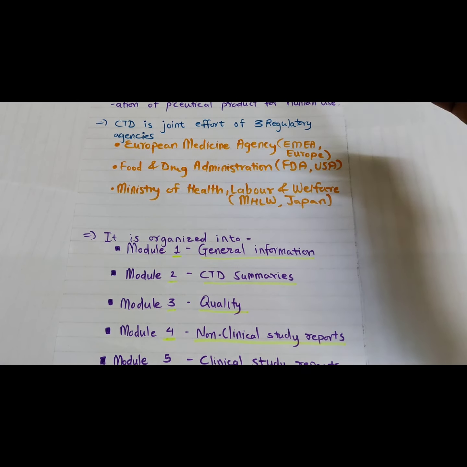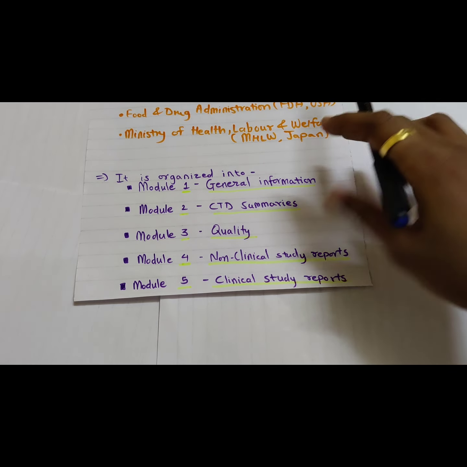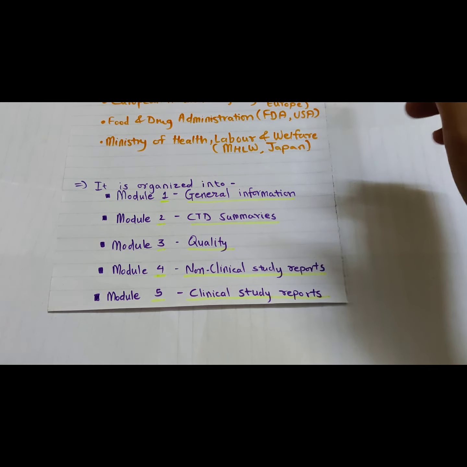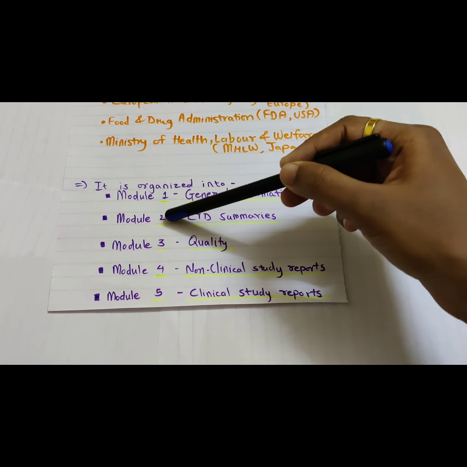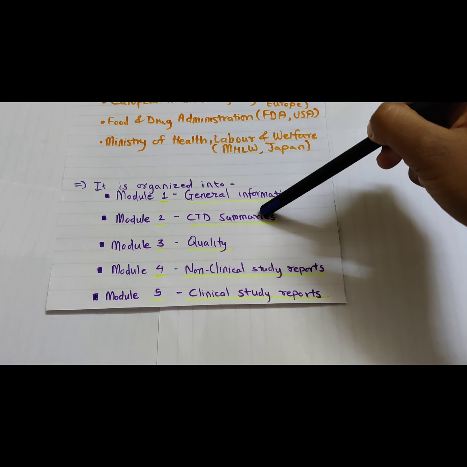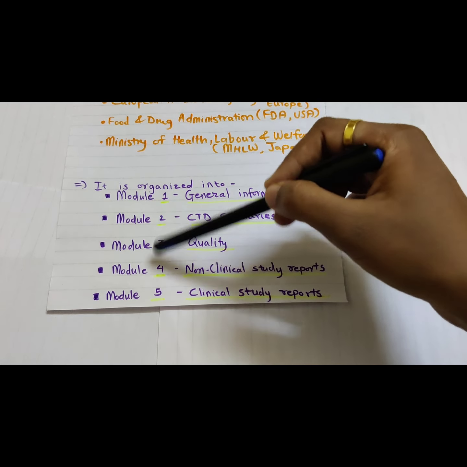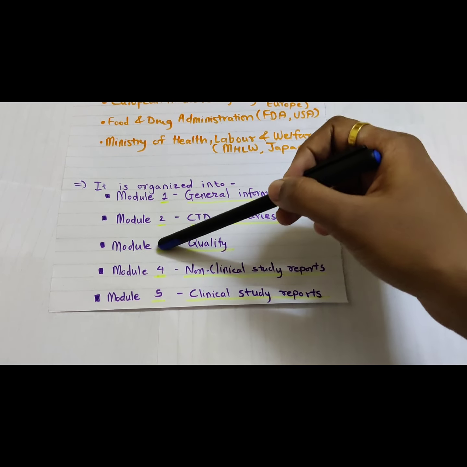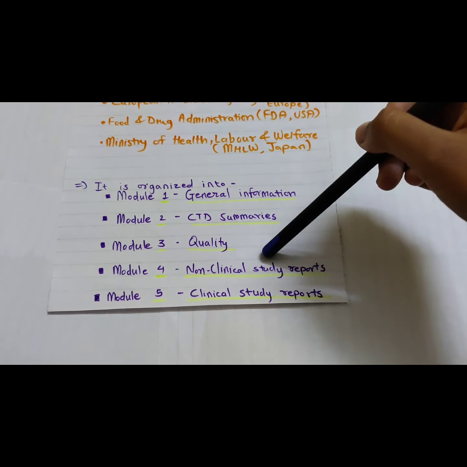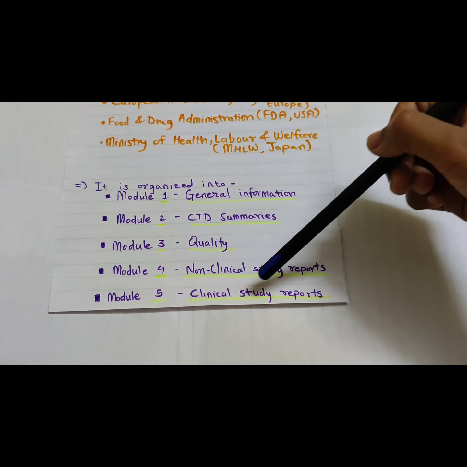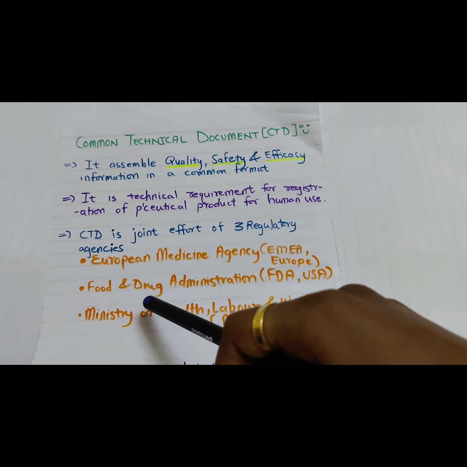Now, what does the common technical document include, or how is it organized? Basically it contains 5 modules. Module 1 contains general information. Module 2 contains CTD summaries, that is, summaries of modules 3 to 5. Then module 3 contains quality information. Module 4 contains non-clinical study reports, and module 5 contains clinical study reports. So this is a short summary of CTD.